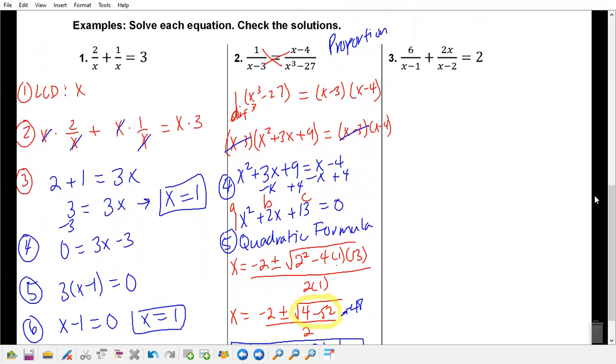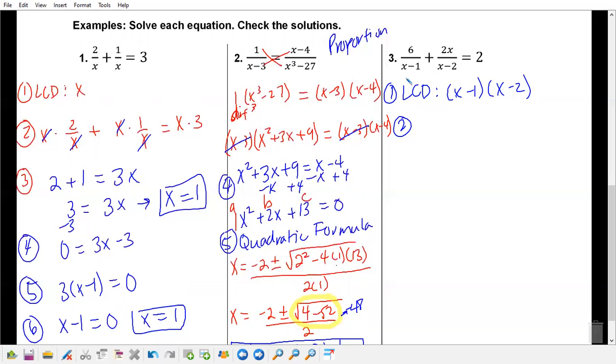Now we're on to example 3. Example 3. This time I'm going to find the LCD. My LCD has to be both binomials, so x minus 1 and x minus 2. Step 2 is to multiply everything by the LCD, all terms by the LCD.